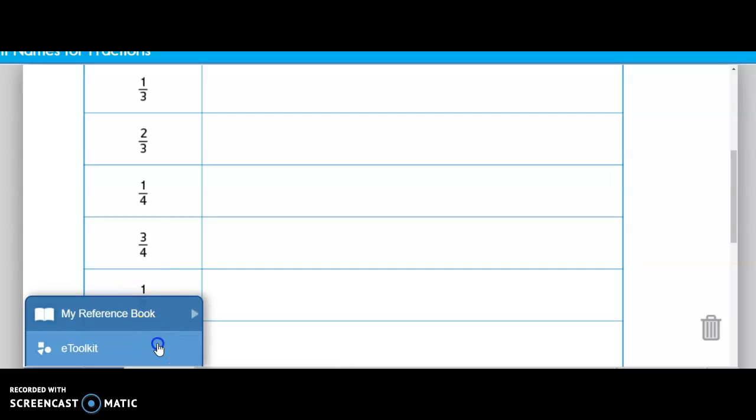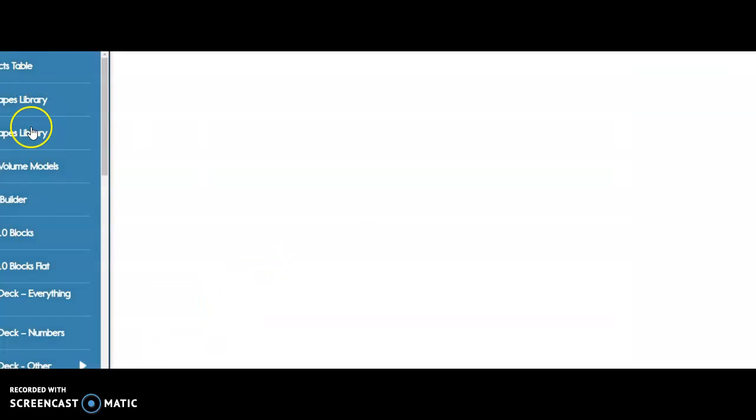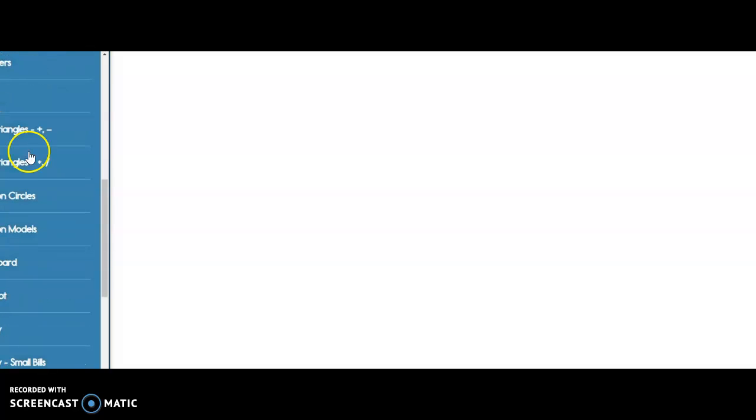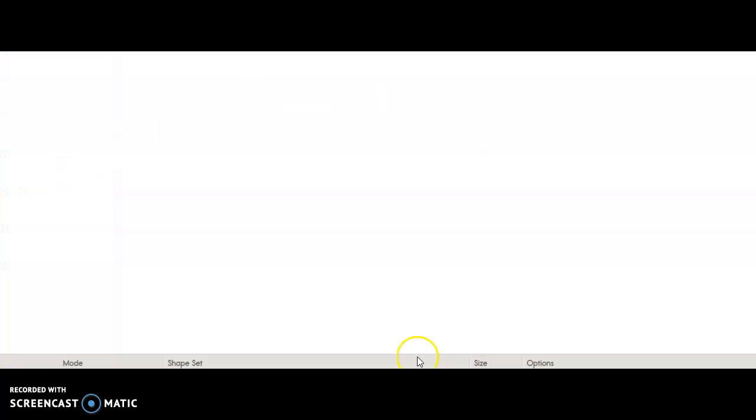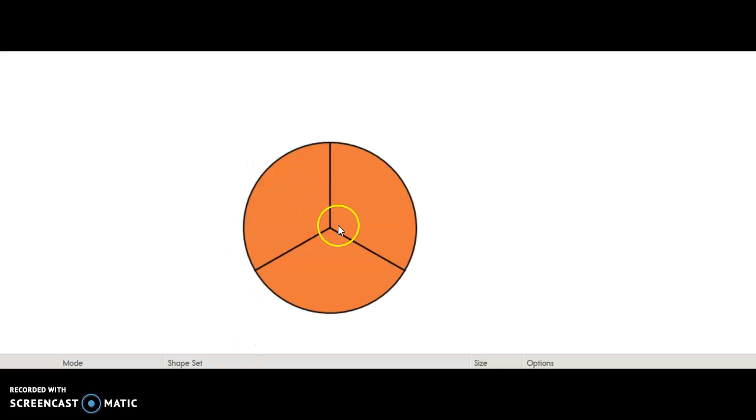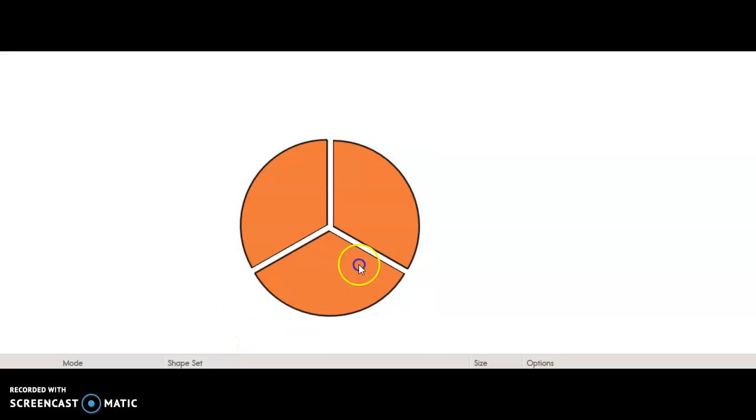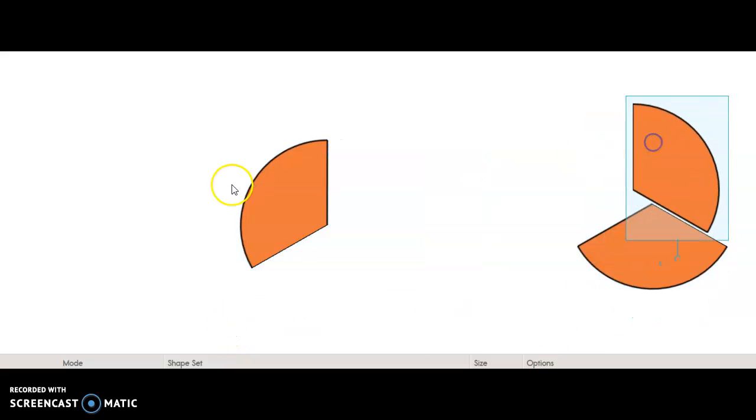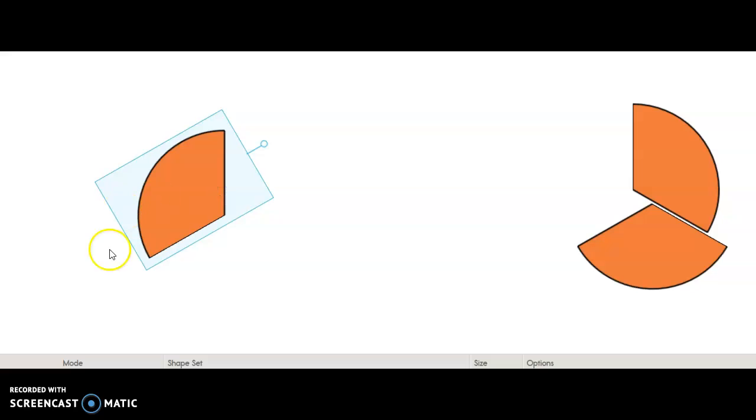So I'm going to go to the eToolkit. I am going to pull up my fraction circles. And it was talking 1/3. So this is divided into 3, so it has to be thirds. I'm going to break it apart. And right now I am just talking about 1/3. I want to look at what could be equal to 1/3.